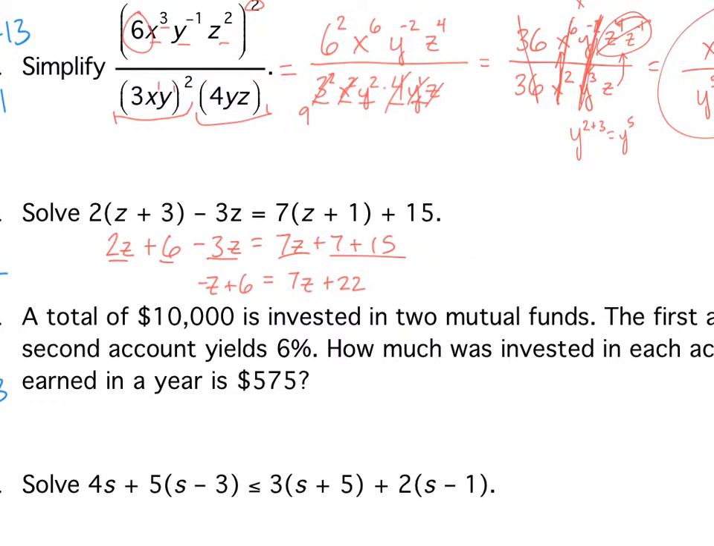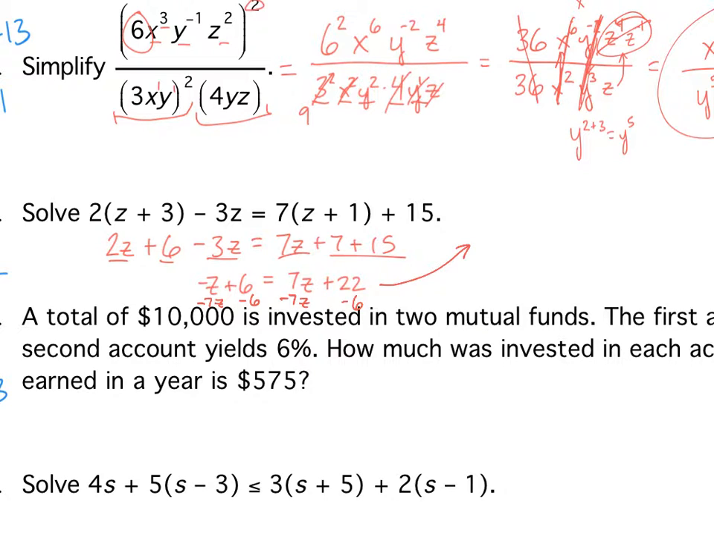Now I want to solve for z. So that means I need the z terms to be on one side. We usually take them over to the left side, and the non-z terms over to the right side. So I'm going to subtract 7z from both sides, and then that'll get the z's over to the left. And then I need the 6 to move over to the right, so I'm going to subtract 6 from both sides. So I'm going to write the result over here to the right.